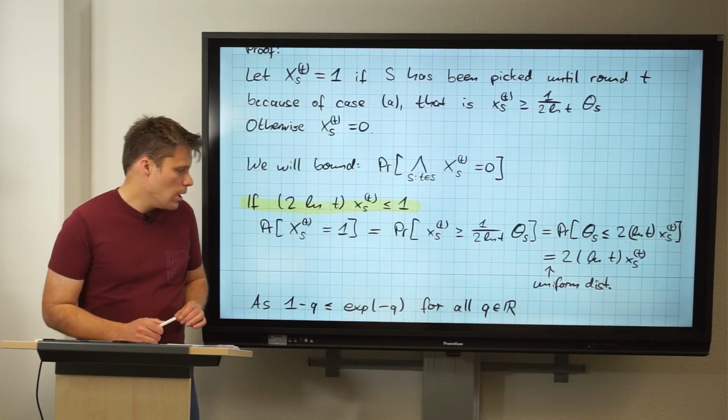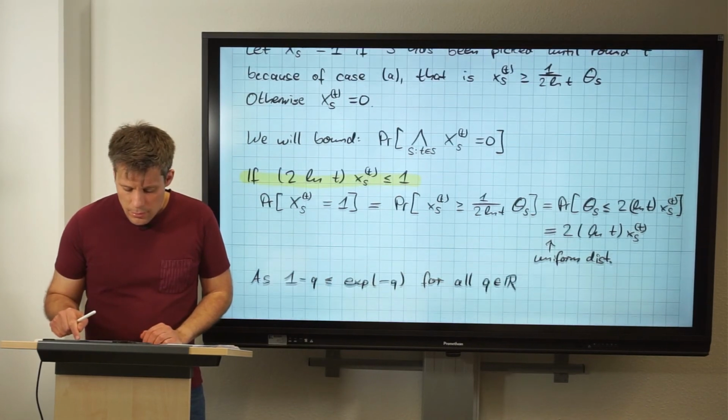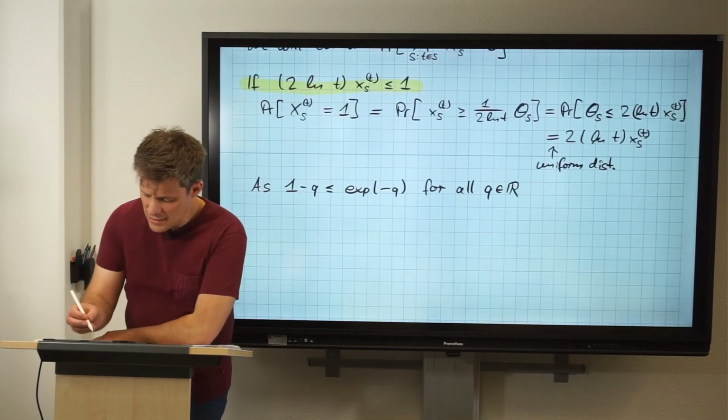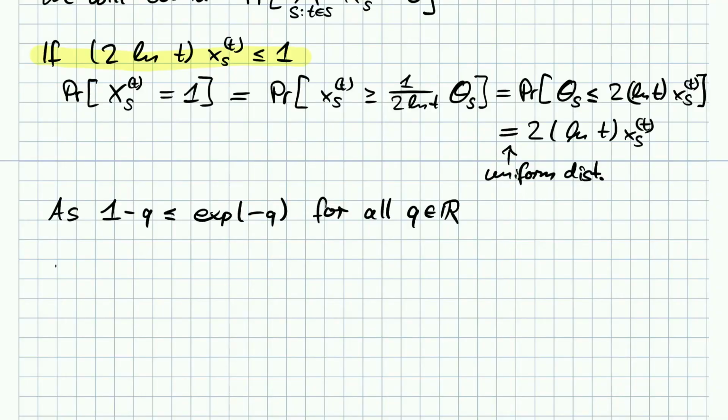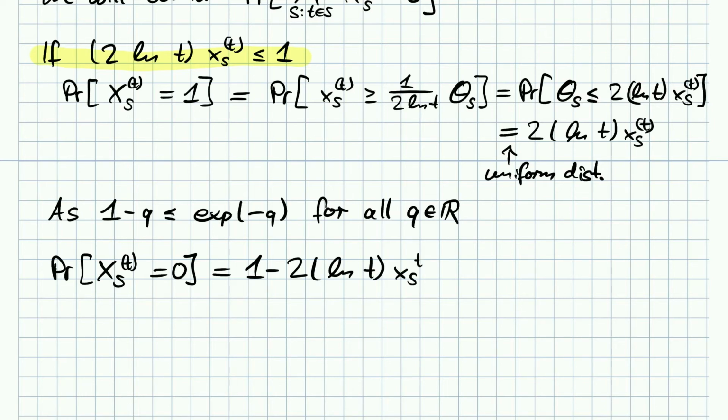Good. So this now tells us that the probability that X_{S,t} is equal to 0 is 1 minus 2 times ln t times x_{S,t}, of course. This will be at most e to the negative 2 times ln t times x_{S,t}. Good.